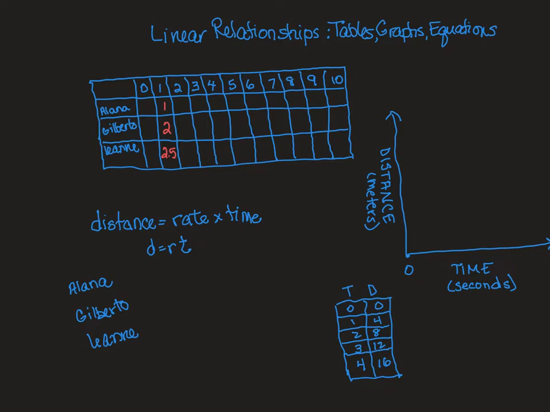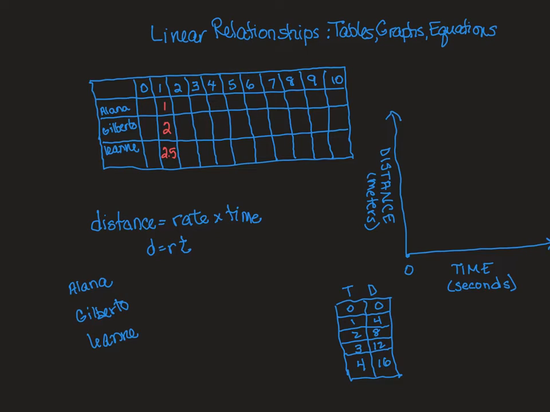you're going to see that they are giving you a problem. There are three students that are fundraising, and it's a walkathon. So the start for this is to figure out how long they're going to walk. And so the information they give you is Alana walks a meter per second, Gilberto walks 2 meters per second, and Leanne walks 2.5 meters per second.